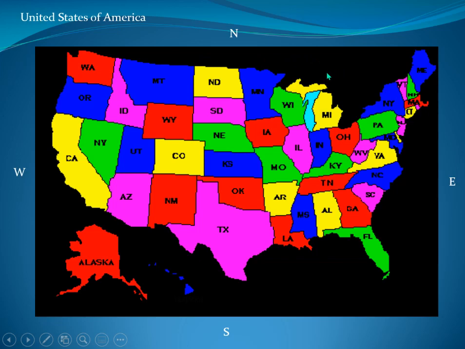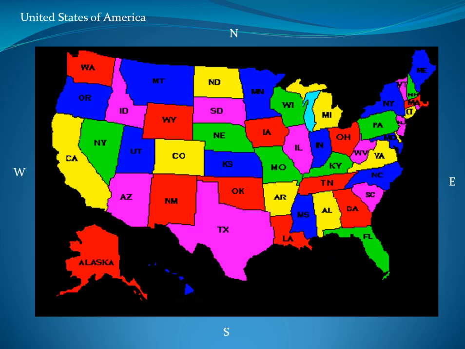Now, on the sides, we have what we call coasts. Coasts are landforms that are near the ocean. All of these states are on the west coast. All of these states are on the east coast. Pennsylvania is on the east coast.